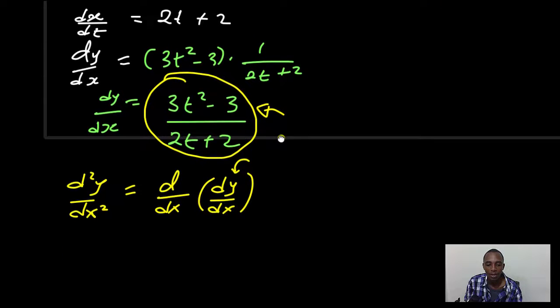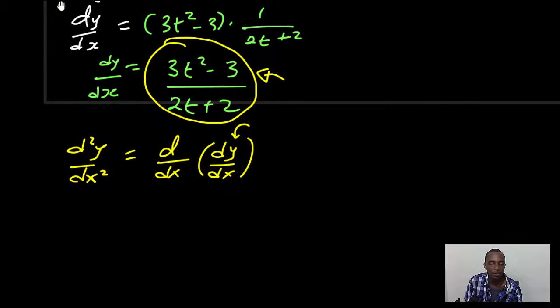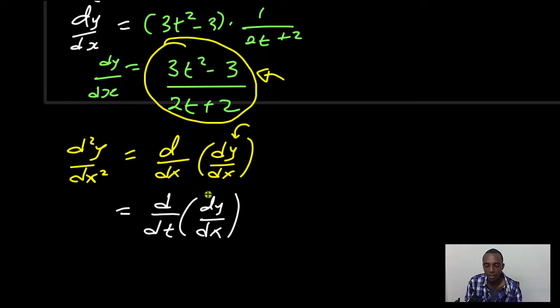Well, I've got a solution here which I'm now going to show you. So what I'm going to do here is to say, okay, let's take the derivative with respect to t of the first derivative dy dx. Now, it's possible for me to take the derivative with respect to t of the first derivative because, as you can see here, the first derivative is all in terms of t. So I can take the derivative in terms of t.